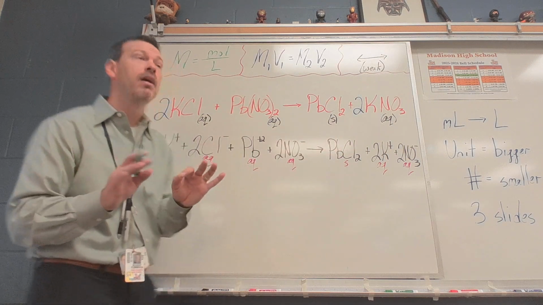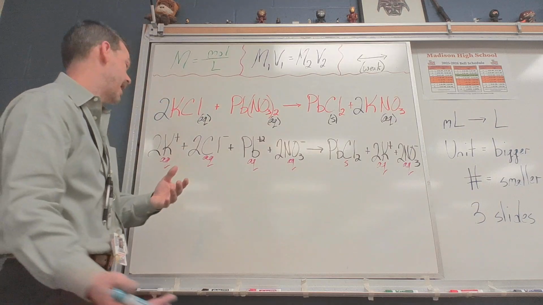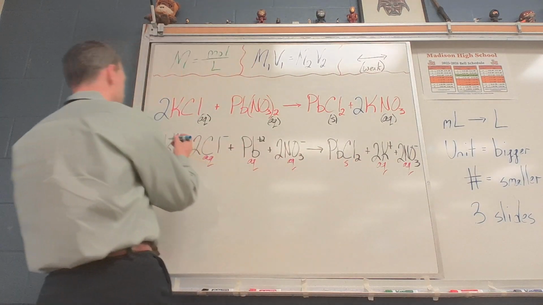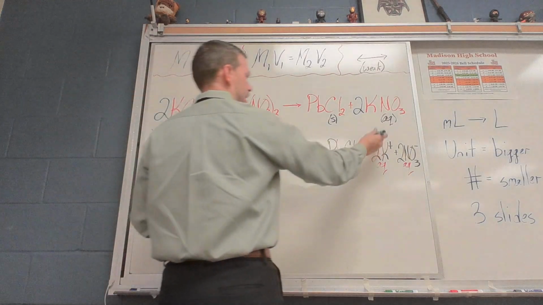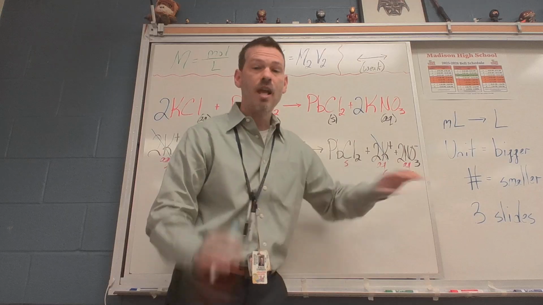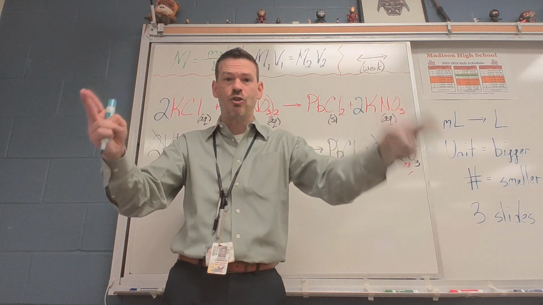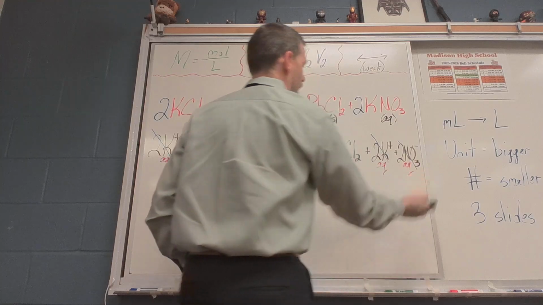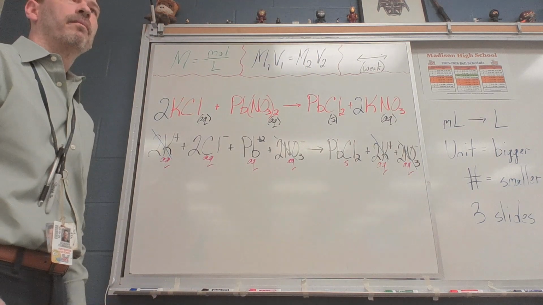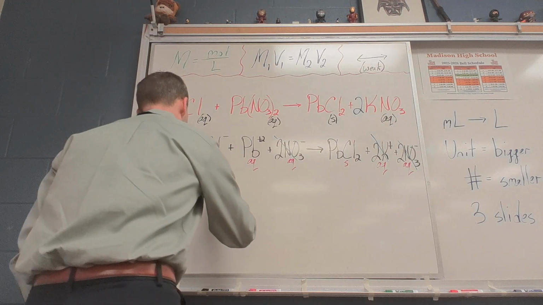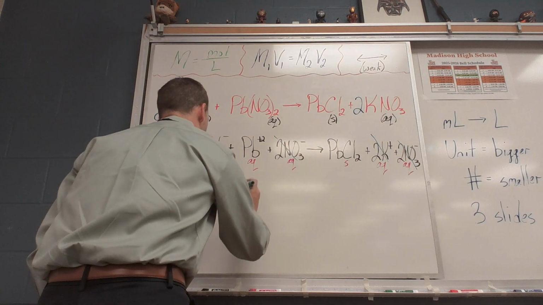Know where to stop. But if we're going to go to the net ionic, do you see how the 2 potassium ions copy themselves? There is a spectator. Do you see how the 2 nitrate ions copy themselves on the 2 sides of the yield? Those are spectator ions, leaving us with a net ionic.